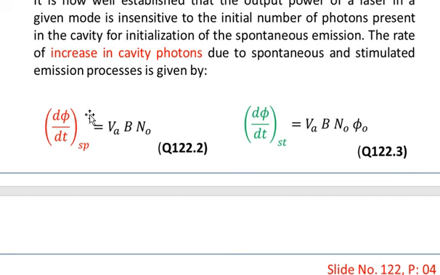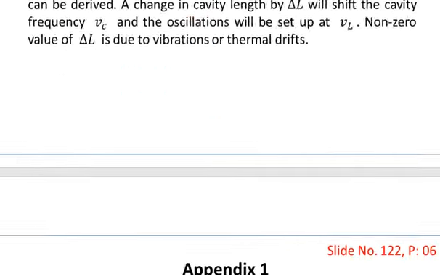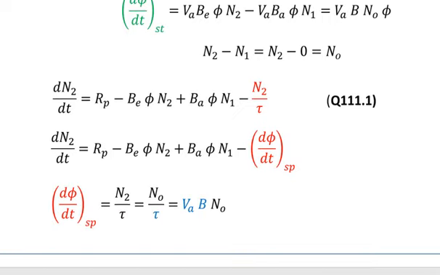Now I am going to explain the term which is due to spontaneous emission. Again, I am considering the second term in the appendix taken from equation number 111.1, so you should also consult slide number 111.11. Here you have the rate of change of the upper population dN2/dt equal to Rp, the pump rate, minus Be times φ times N naught, these terms have been explained, plus Ba times φ times N1, and then minus N2 over tau. Here tau is the lifetime of the spontaneous emission process.